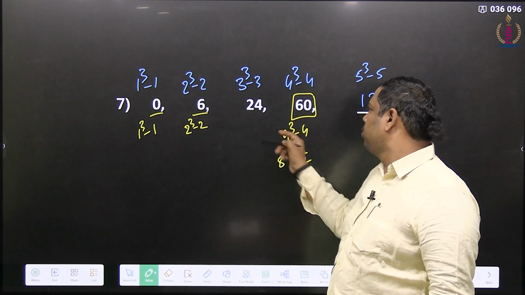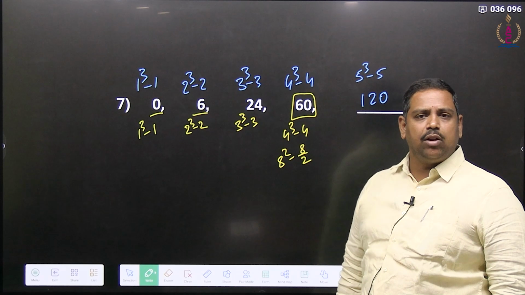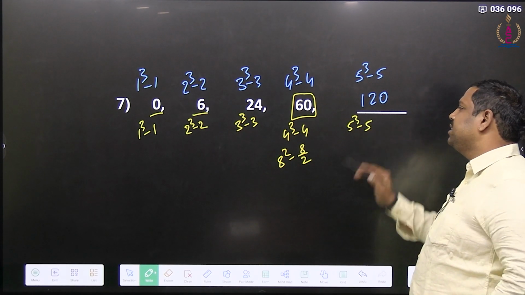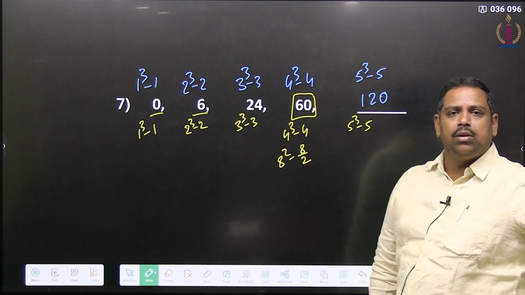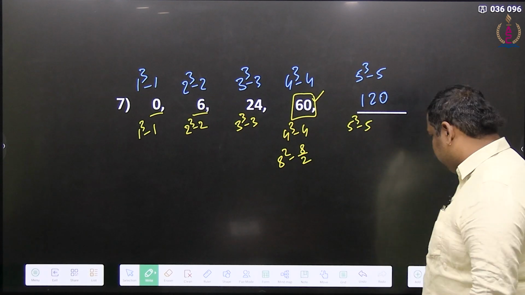Okay, 1, 2, 4 means this should be 3 cube minus 3. You can verify. Is it or not? So automatically you will get the answer 5 cube minus 5. So now tell me, is this a difficult question or a simple question? This 60 makes it a simple one. Okay. Right, let's see the next beautiful question.